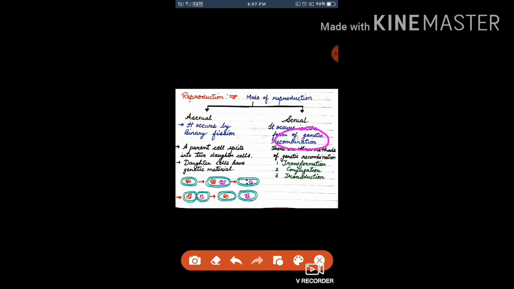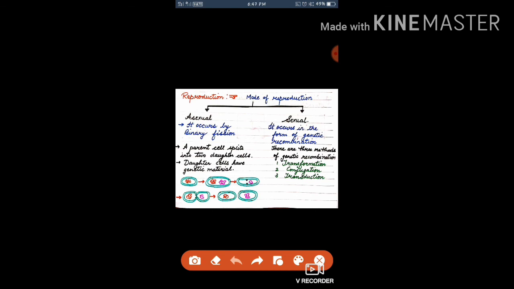And there are three methods of genetic recombination: transformation, conjugation, and transduction. First, we will discuss transformation. In transformation, the DNA from one donor cell initiates some changes in the recipient cell.